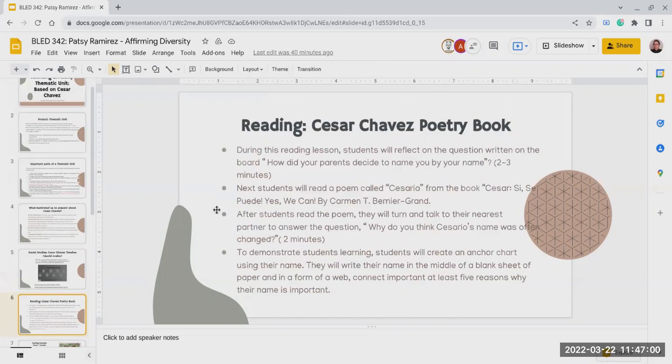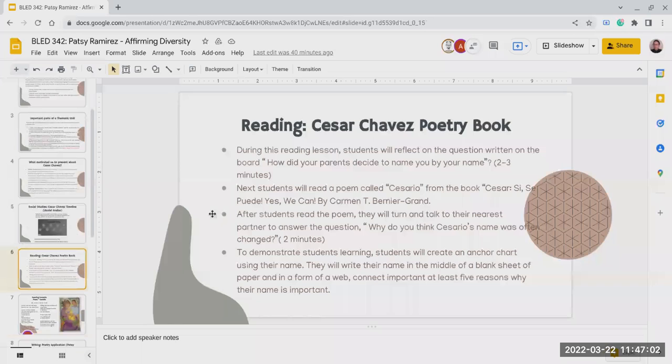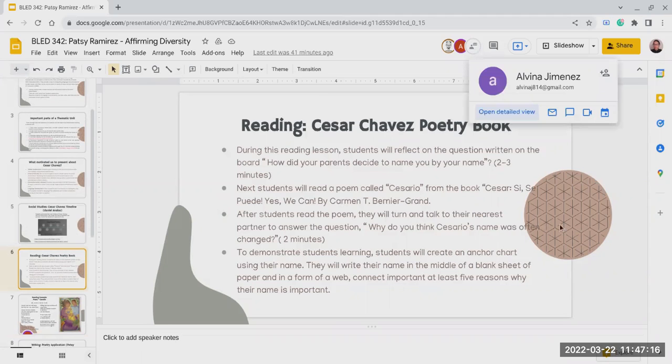Okay, moving on to the reading, Cesar Chavez poetry book. So to incorporate reading into this thematic unit, during this reading lesson, students will reflect on the question written on the board: How did your parents decide to name you by your own name? This would take about 2 to 3 minutes.